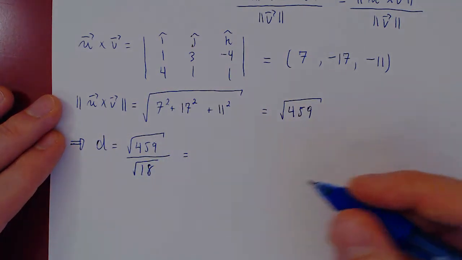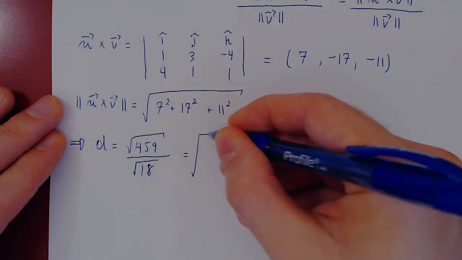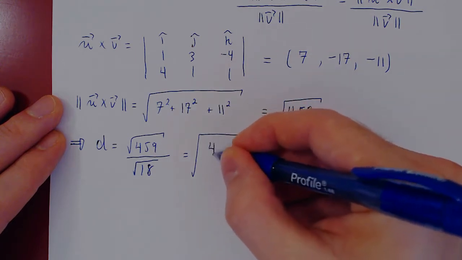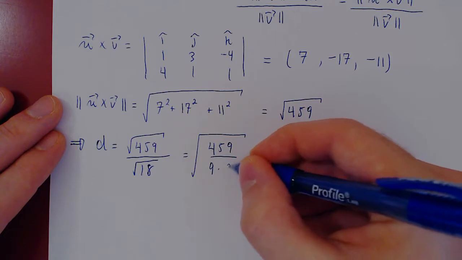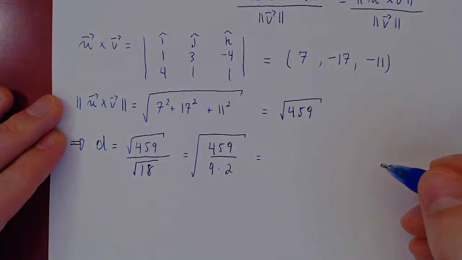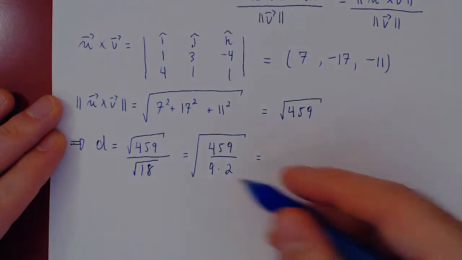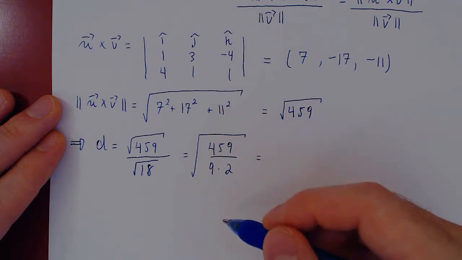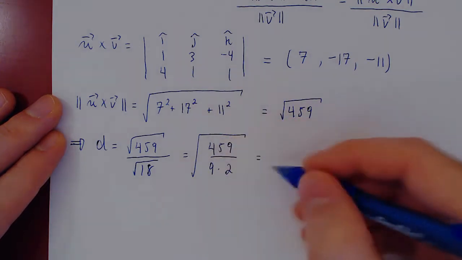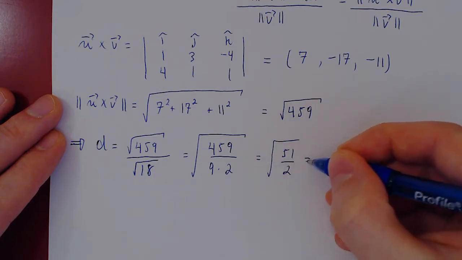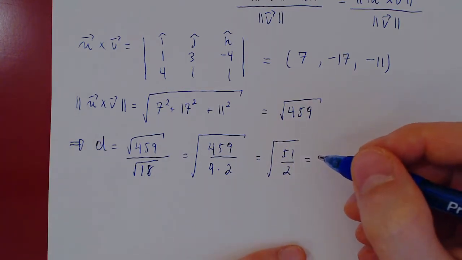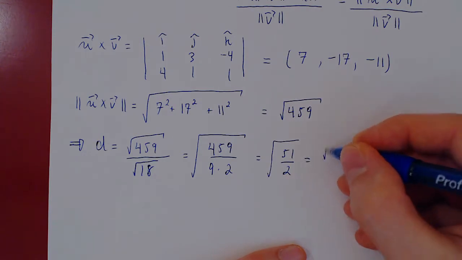Let's factor a little bit. This is the root of 459 over 18, but 18 is 9 times 2. If you divide 459 by 9, what you get is simply 51. So you'll have the root of 51 over 2. If you split those two up, you'll have the root of 51 over the root of 2.